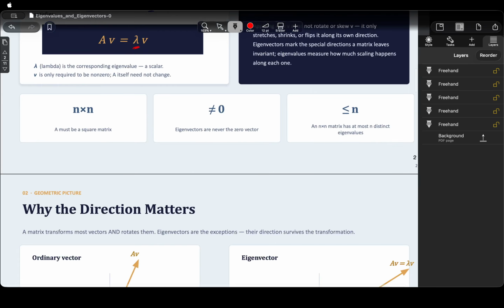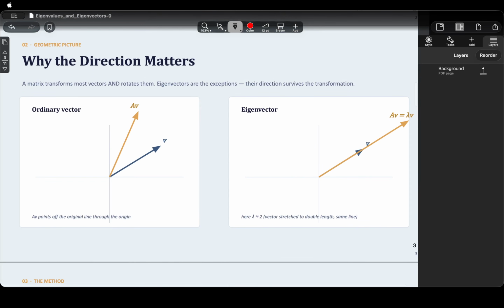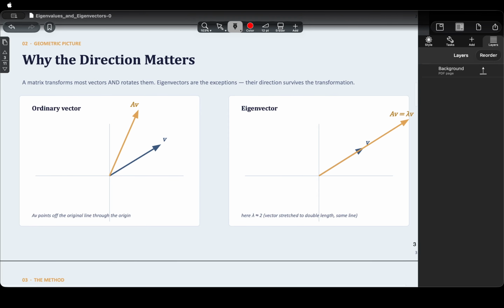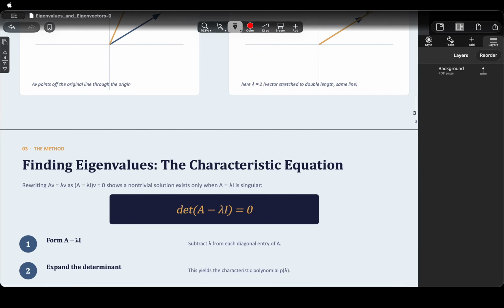In general, the image of the vector V under multiplication by a square matrix differs from V in both magnitude and direction. So you have AV pointing off the original line through the origin. This is the ordinary vector that you have. And when I have lambda equal to 2, it shows the direction stretched to double the length of the same line, representing the eigenvector.